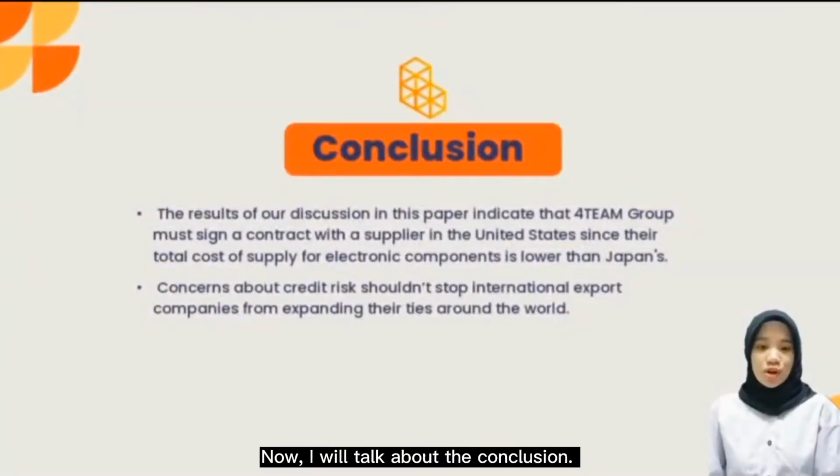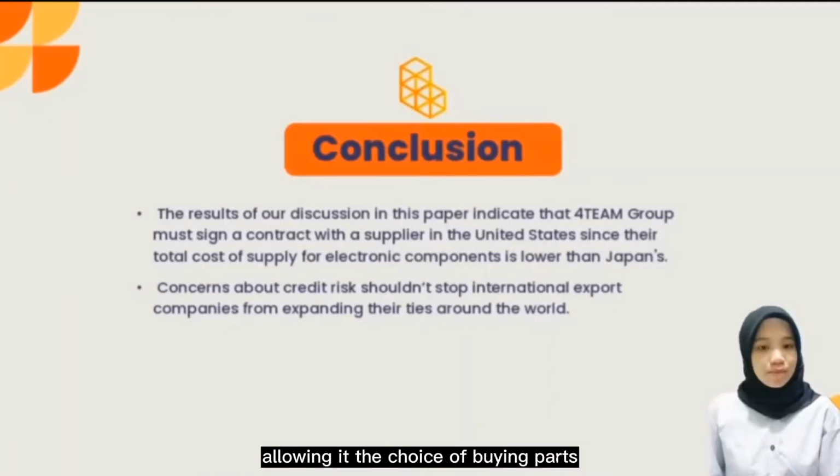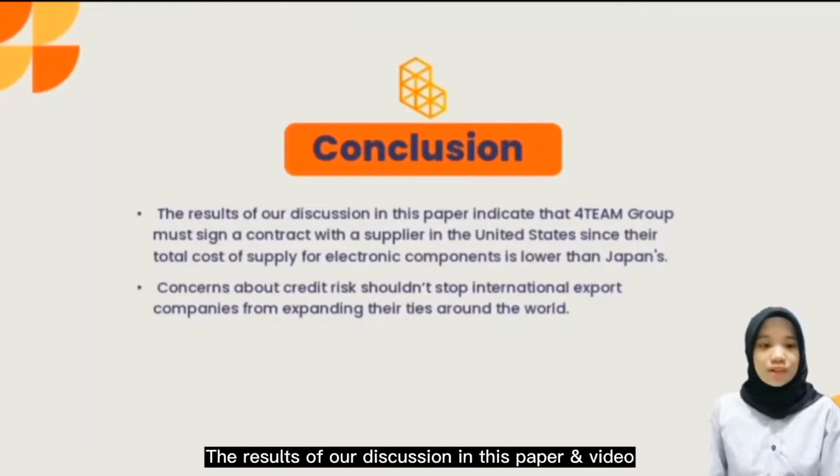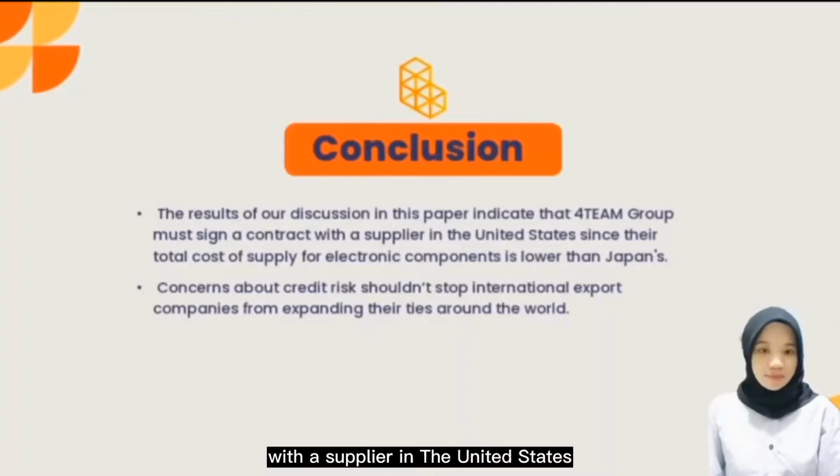Now, I will talk about the conclusion. In this case study, 4 Team Group has a contract in place to buy electronic parts for its manufacturing process, allowing it the choice of buying parts from either the United States or Japan. The results of our discussion indicate that 4 Team Group must sign a contract with a supplier in the United States, since the total cost of supply for electronic components is lower than Japan's.